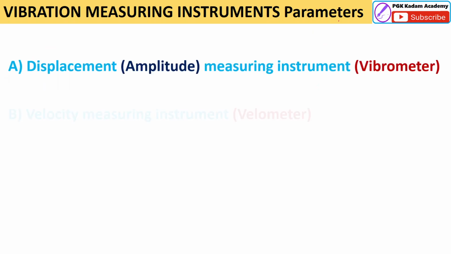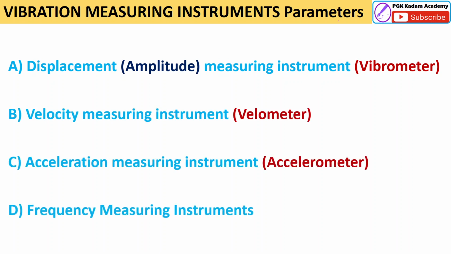Dear friend, there are various parameters we can measure with vibration measuring instruments. There is the displacement amplitude measuring instrument, the vibrometer; the velocity measuring instrument, the velometer; the acceleration measuring instrument, the accelerometer; and frequency measuring instruments. You can watch the separate video on every parameter.